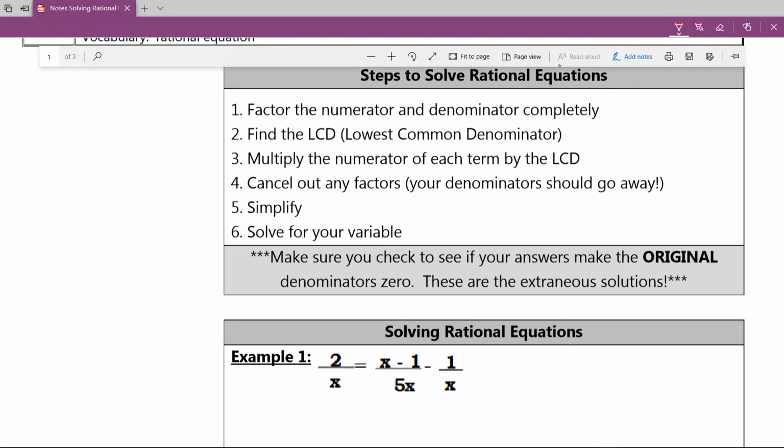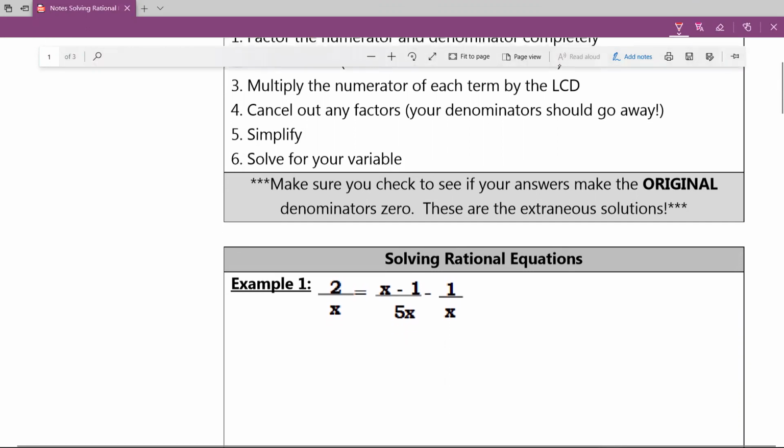We'll start the same way we did when we were adding and subtracting. We're going to make sure everything's factored, find the least common denominator, and then this is where it's going to get a little bit different. We're going to multiply the numerator by the least common denominator. So not the top and the bottom, but just the top. That'll cancel out anything that's on the bottom. We should be able to simplify and then solve for our variable after that. But most importantly, don't forget that we need to check for extraneous solutions.